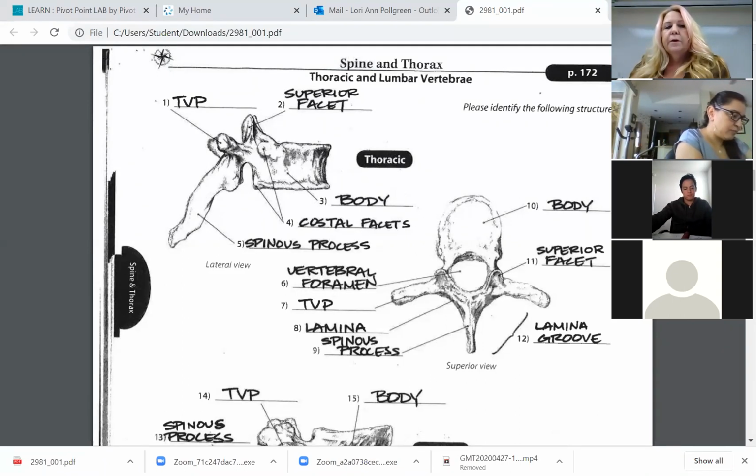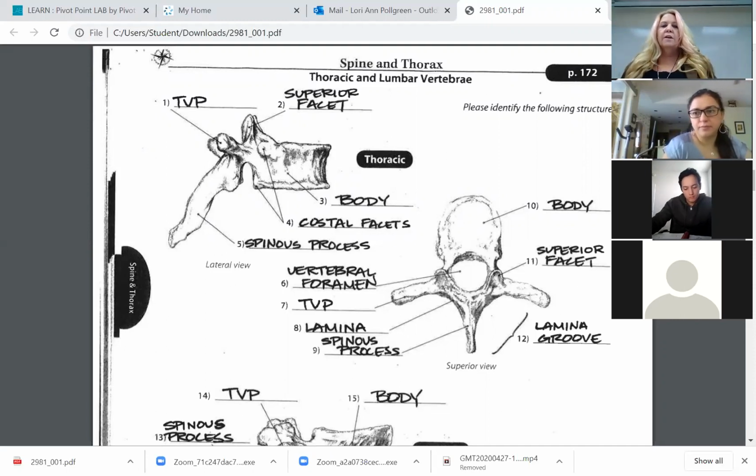Number 2, superior facets, which will be easier to see when we look at that superior view. Number 3 is the body. Number 4, something that we have on thoracic that we don't have on any of our other vertebrae, are the costal facets, right? We know our costals are our ribs, so that's where our ribs articulate with that vertebrae, right there in thoracic. We're not going to find that anywhere else. And then 5 is our spinous process.